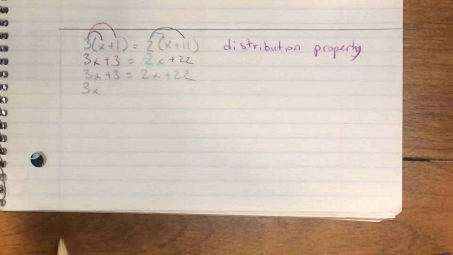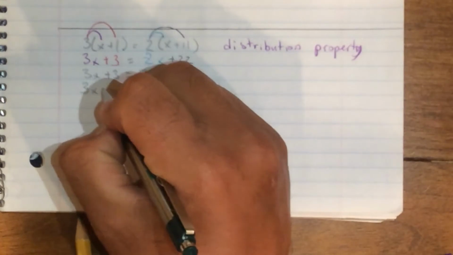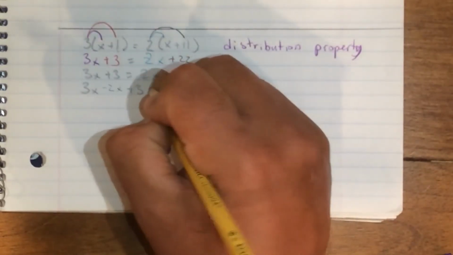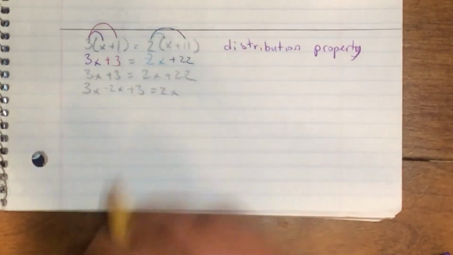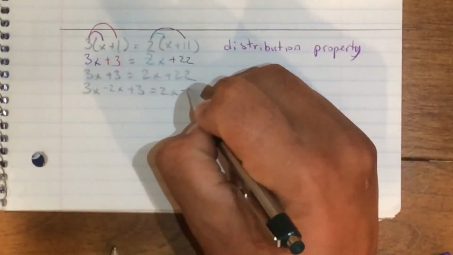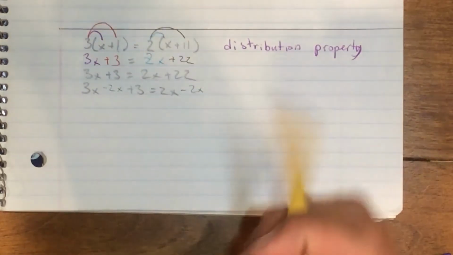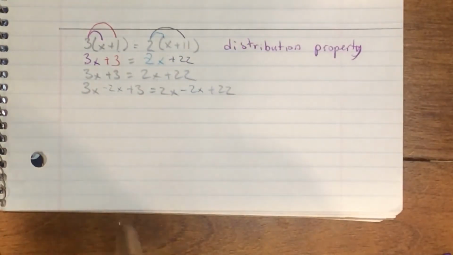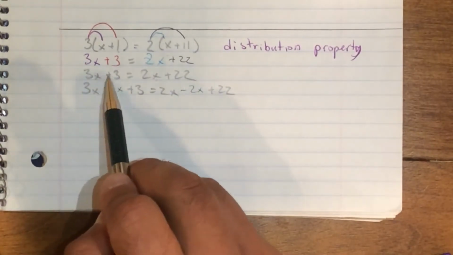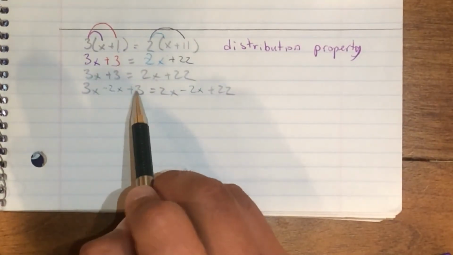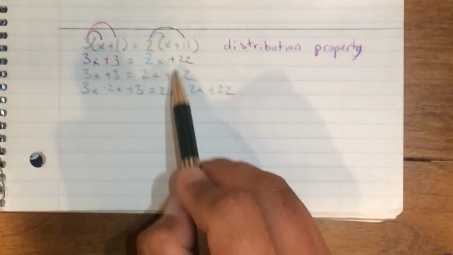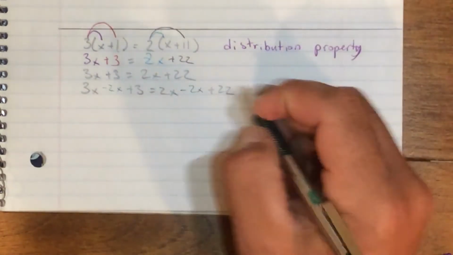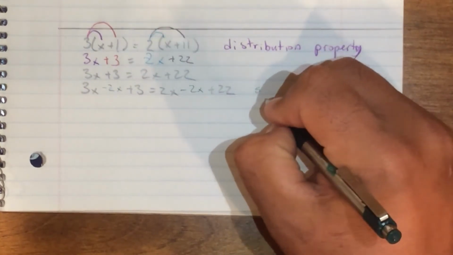So in order to do that, I'm going to go ahead and rearrange it. So we have 3x, and then we're going to subtract our 2x, and then finish the rest of the equation. Plus 3 equals our 2x again, minus our 2x, plus our 22. So if you notice here, we still have the same equation. We still have 3x plus 3, 3x plus 3, and 2x plus 22, and 2x plus 22. But what we did here is we subtracted to both sides using our subtraction property.